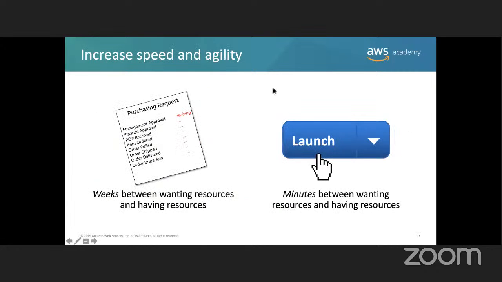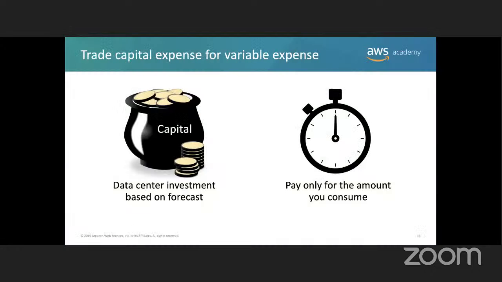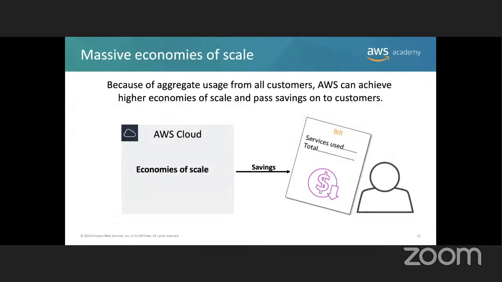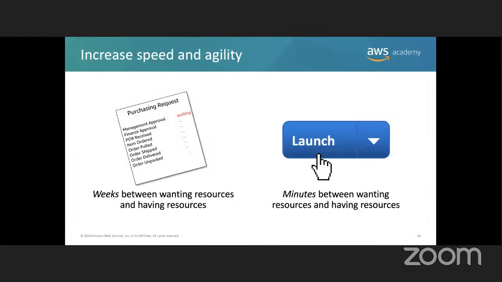So that will be the third. The fourth would be increased speed and agility. And guys, if I go back here and mention them again, it's for a reason. Number 1 is trade capital expense for variable expenses. Number 2 is massive economies of scale. Number 3, stop guessing capacity. Number 4, increase speed and agility.